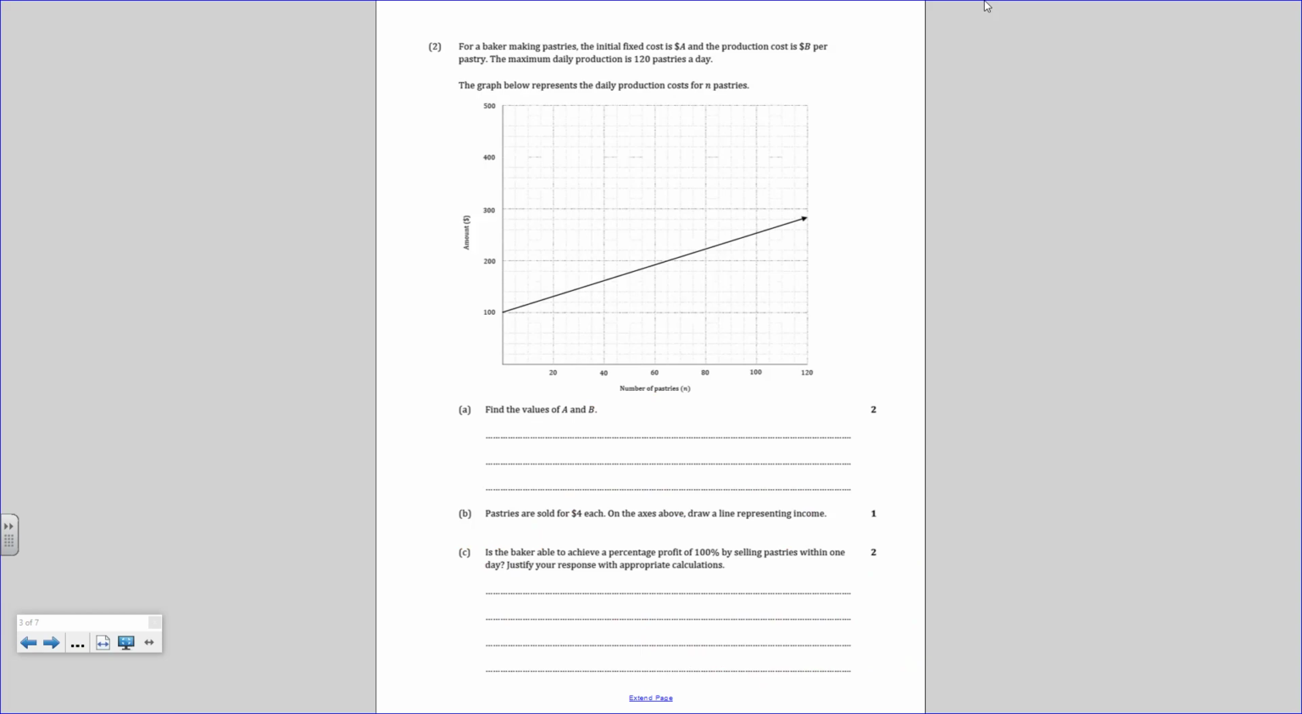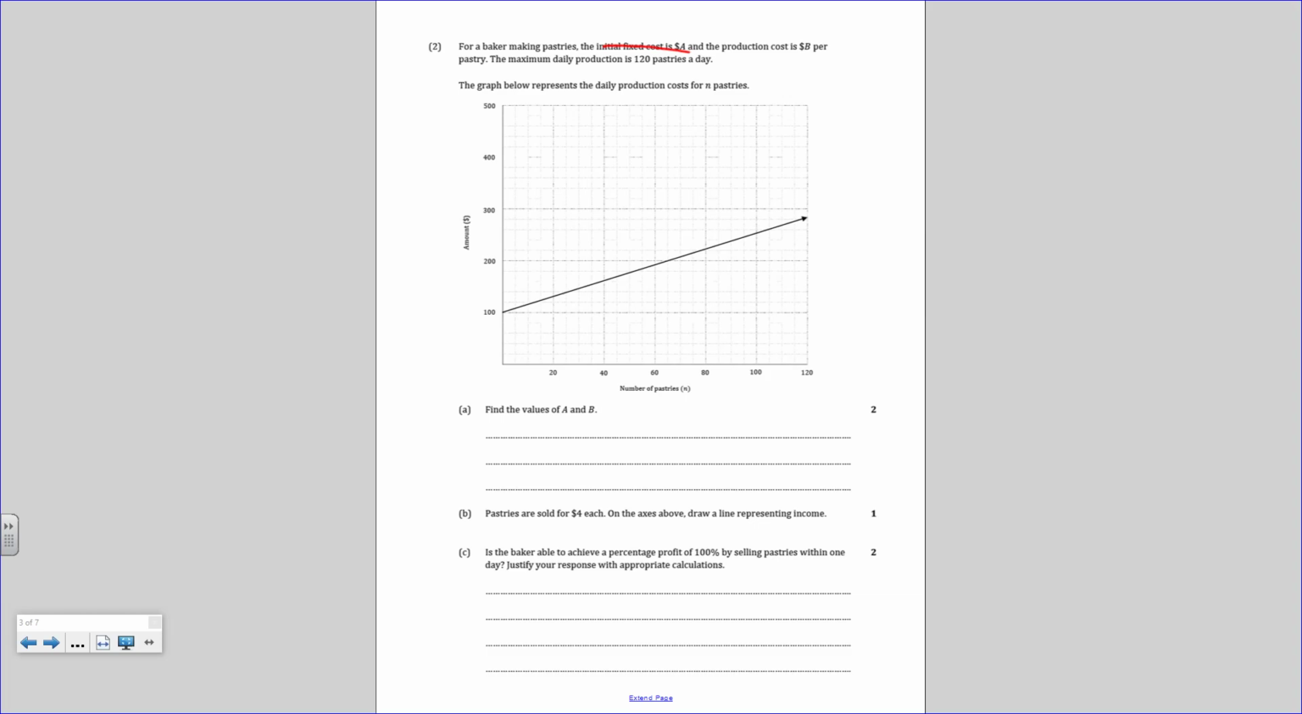Alright, going into the next question. So this one is on simultaneous linear equations. For a baker making pastries, the initial cost is $A, so the initial fixed cost is A, and the production cost is $B per pastry. So basically A is going to be our y-intercept, that's the initial cost, and B is going to be the gradient, the rate of change.